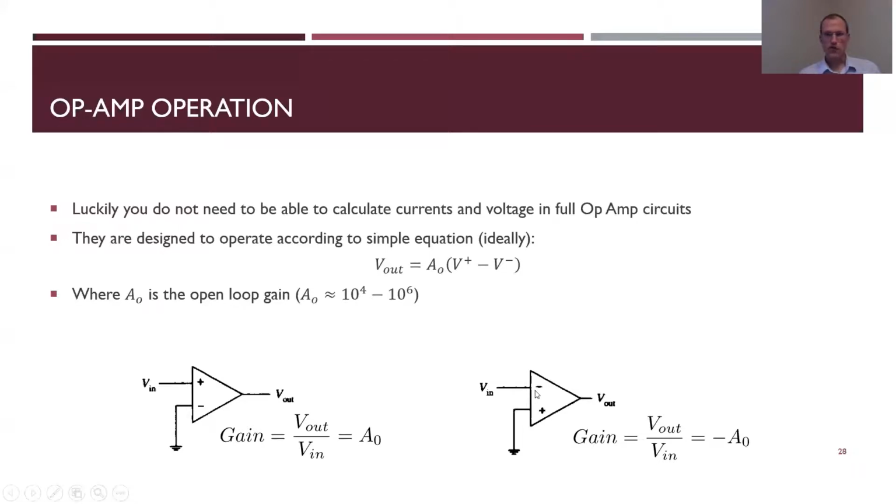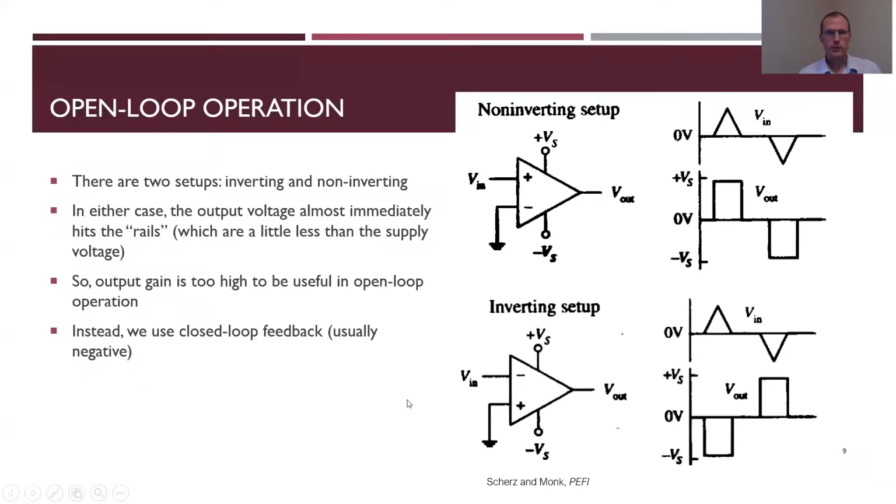If you connect it the opposite direction, so instead of having V in go to the positive input, have V in go to the negative input, and then ground be positive. Again, that's the inverting input, so it just makes it the opposite. So negative A0 is my gain in that case, just negative indicating that it's inverted. And so for open loop operation, like we just saw, there are 2 setups, inverting and non-inverting.